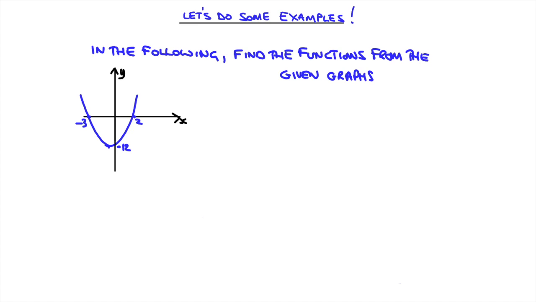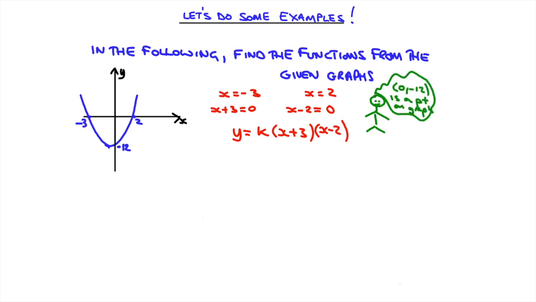In the following examples, we are asked to find the functions from the given graphs. So starting here with a parabola, we have the roots x equals -3 and x equals 2. So we can quickly establish that, working backwards, x plus 3 equals 0, x minus 2 equals 0. So it belongs to the family of parabolas y equals k times x plus 3 times x minus 2. Now this time we are able to find the particular function from the graph because we have another point. We have the point 0, -12 on the graph.